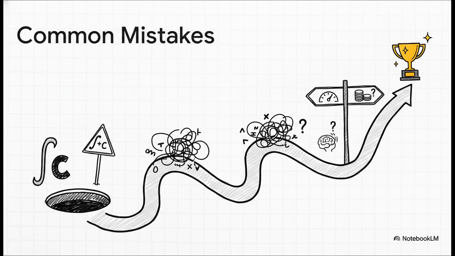Forgetting the plus C, the constant of integration when you're building a general cost model? That's not a small mistake. It means your entire model is fundamentally flawed from the very beginning. A simple calculation error when you're evaluating the bounds, that could be the difference between a projection that's off by $10 or $10 million. And maybe the most dangerous of all, misinterpreting your units.